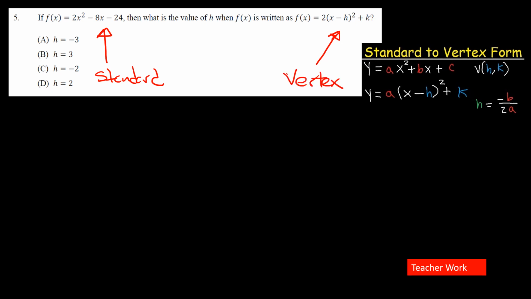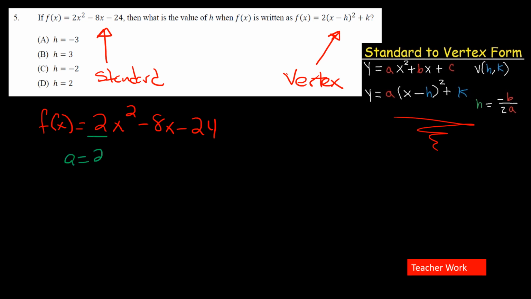And so what I've done here is I've given you all a little table. You'll see this on your slide too as well. But when we're writing this, we see it as f of x equals 2x squared minus 8x minus 24. And so we get our a here. A is equal to 2. B is equal to negative 8, and C is equal to negative 24.